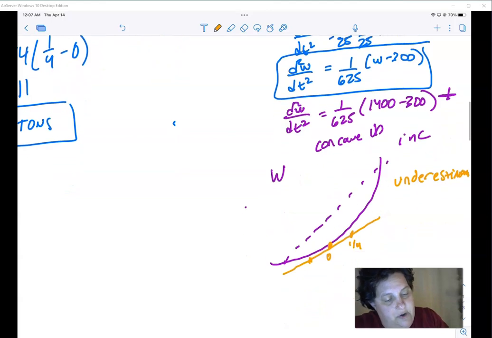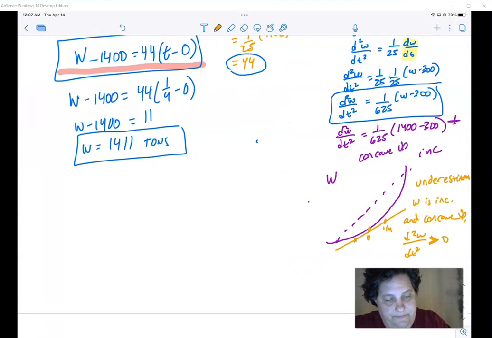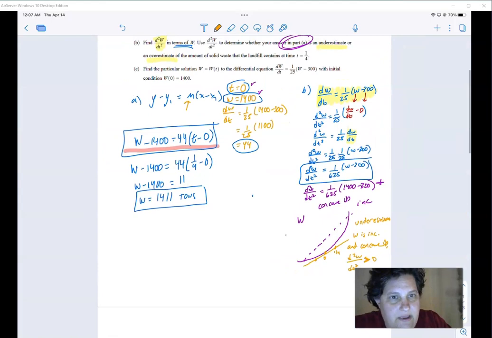And then you can just show, or you can say, because w is increasing and concave up because d2w dt2 is greater than 0. All right?